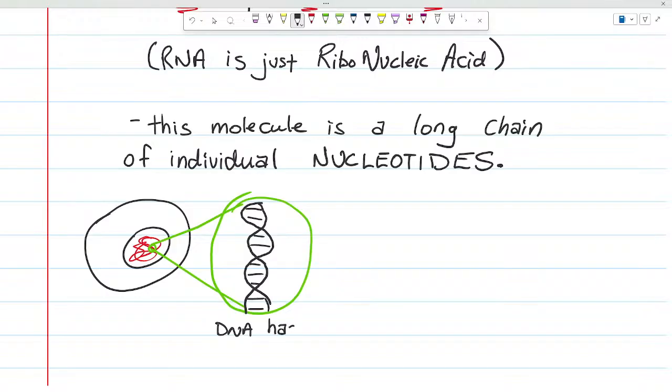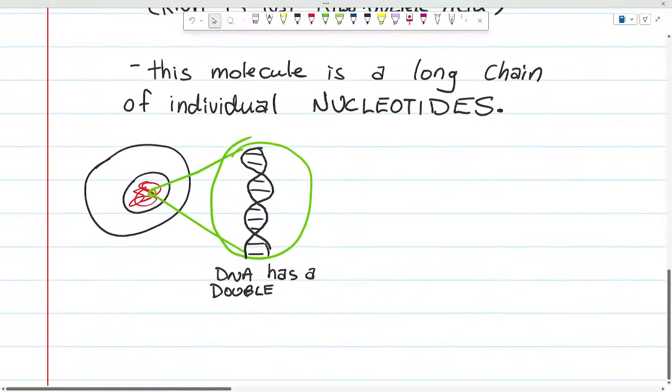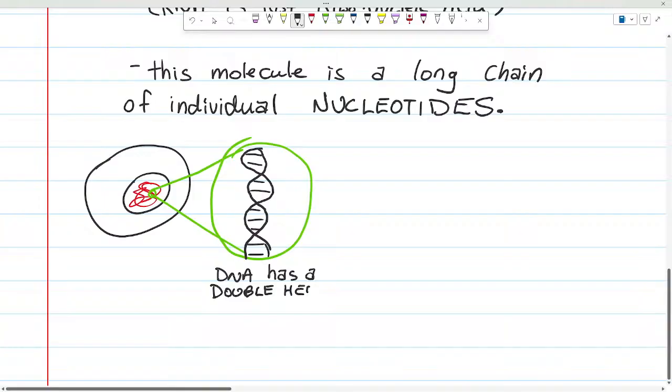Okay, so DNA has a double helix shape. Helix just means it twirls around, and double helix means this is almost like a spiral staircase. If you picture the two banisters of a spiral staircase, do you kind of know what I'm talking about? So it's got a double helix shape.